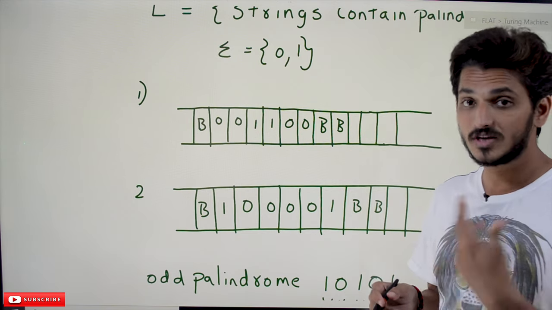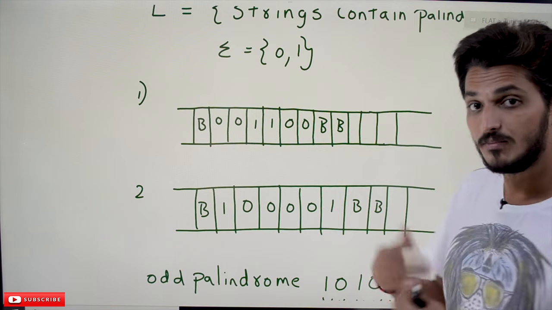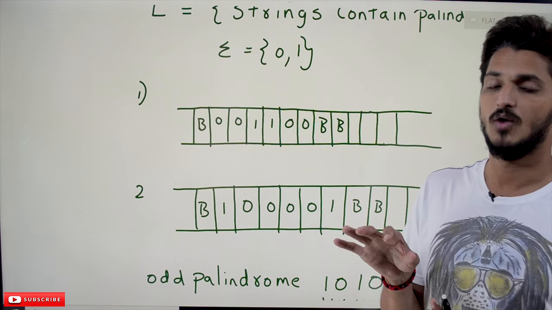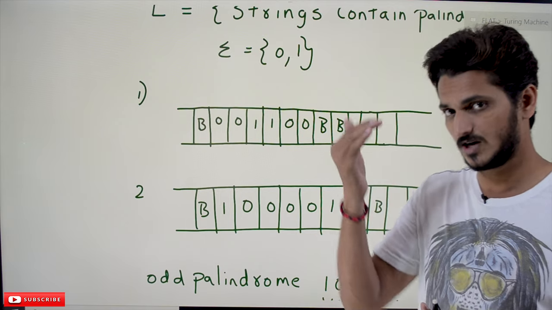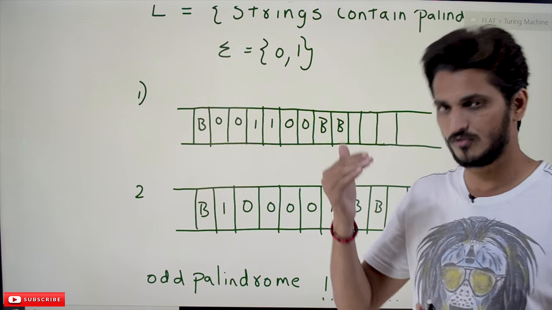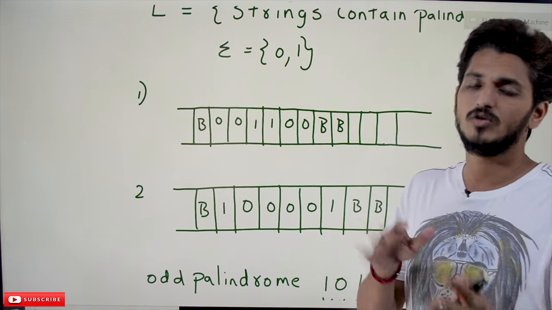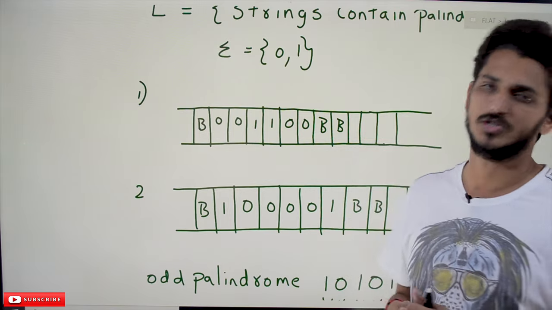So how do we construct a Turing machine for even palindromes and odd palindromes? Any palindrome can be accepted. We will understand one by one. First, we will understand even palindromes, then we go for odd palindromes. We will first understand how to write the logic, then we will go and construct the Turing machine.